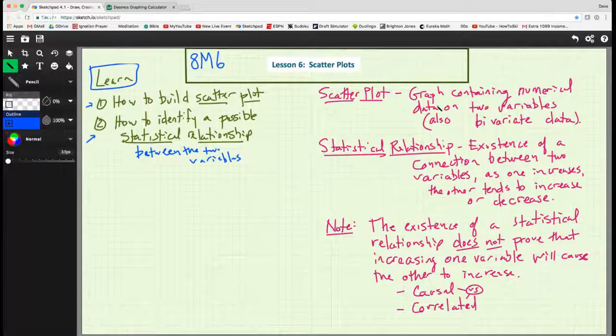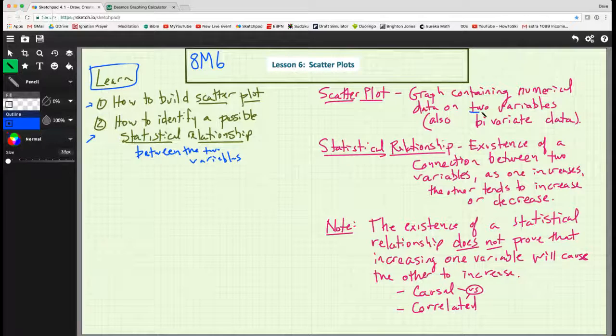A scatter plot is a graph containing numerical data on two variables. So we're going to have these data charts, these t-charts, with two variables like x and y. And this is similar to what we've seen before.